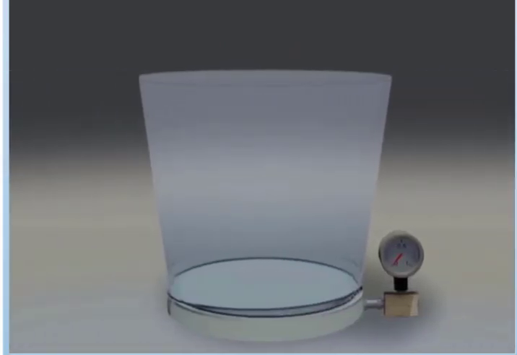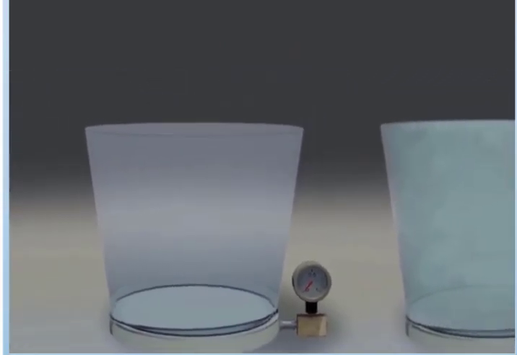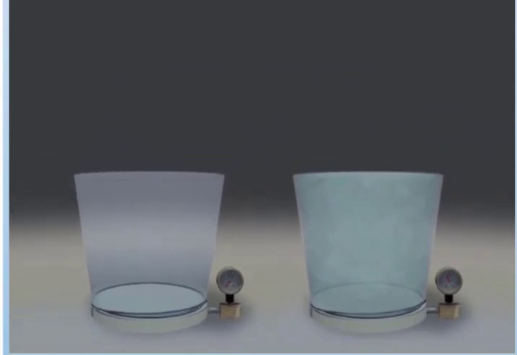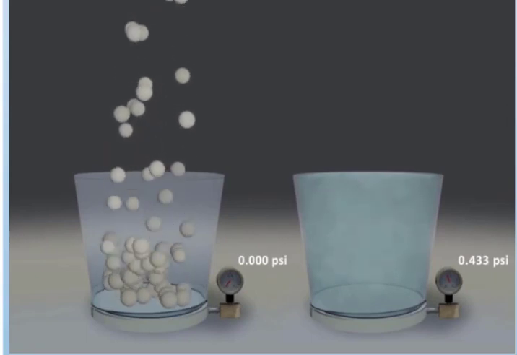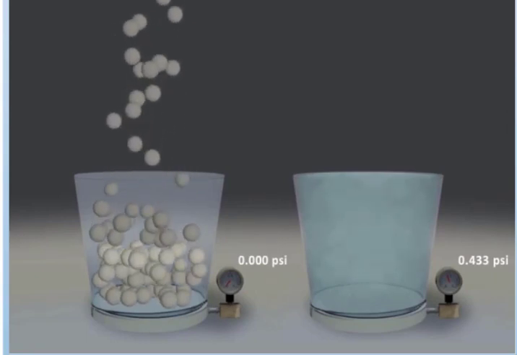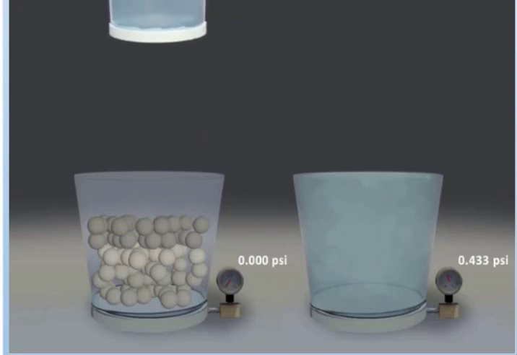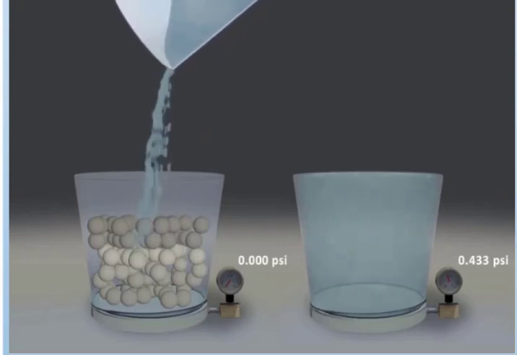Let's take another empty bucket, but instead of filling it with water, this time we will start by filling it with golf balls. As you can see, the pressure gauge remains at 0. Therefore, even though the weight of the bucket will have increased due to the golf balls, the pressure hasn't altered.